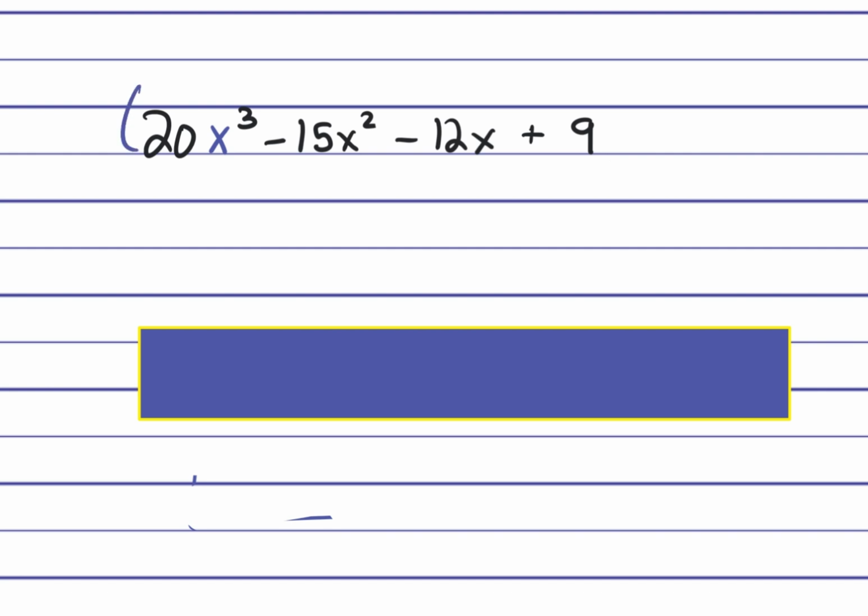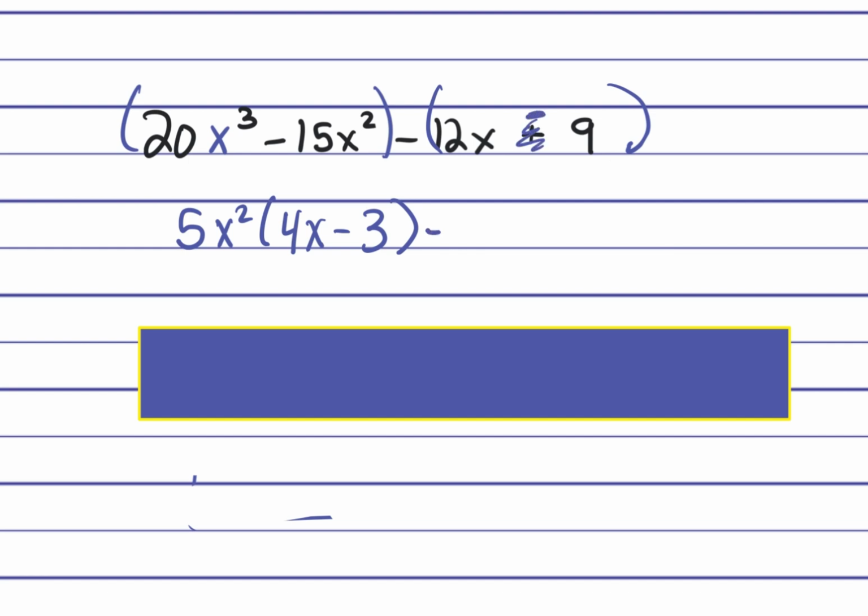Group the first two terms together. What's the GCF? 5. Variable-wise, x squared. When I do that, what do I have left? 4x minus 3. Group this together. Make that a negative.